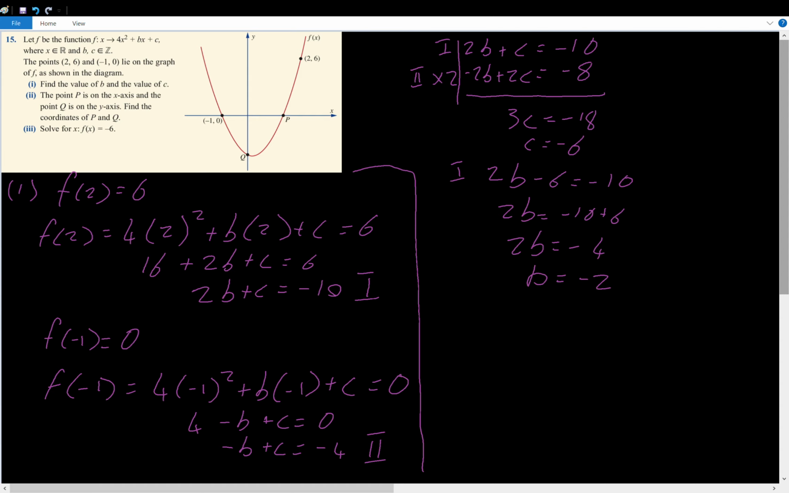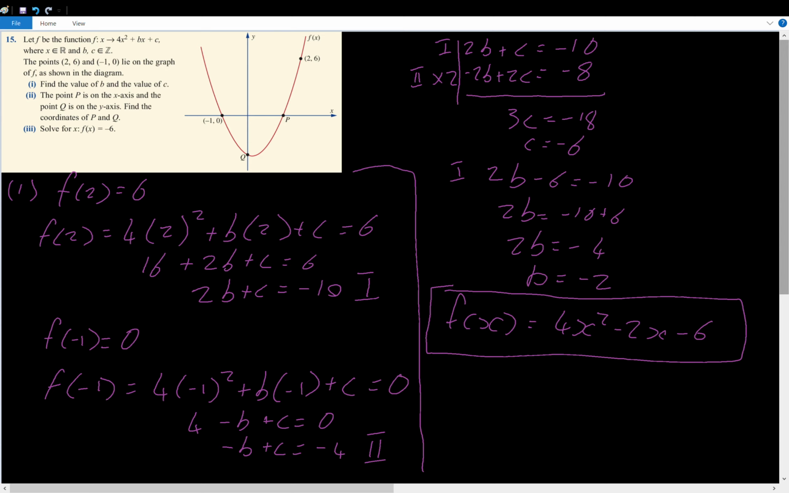And now we can rewrite the equation of our function to be f of x is equal to 4x squared. And now instead of plus bx, we can have minus 2x because b is equal to -2. And instead of plus c, we're going to have minus 6. So that's going to be our actual function for our parts of the question going forward from here.